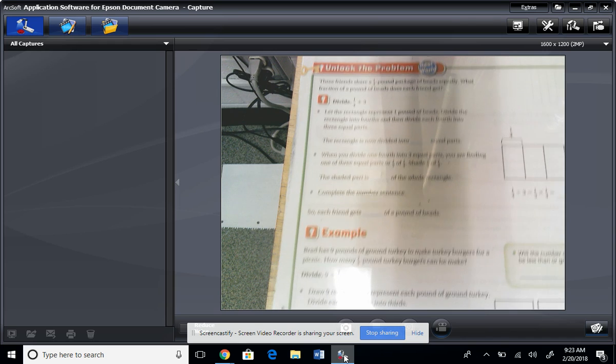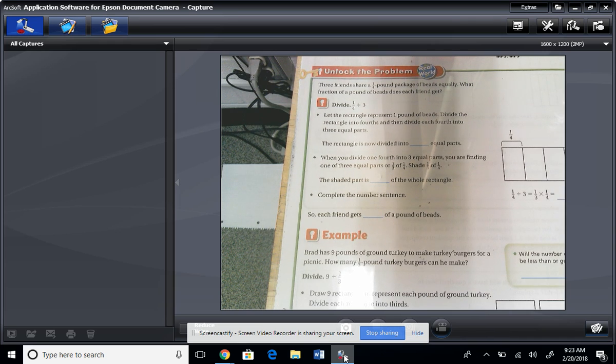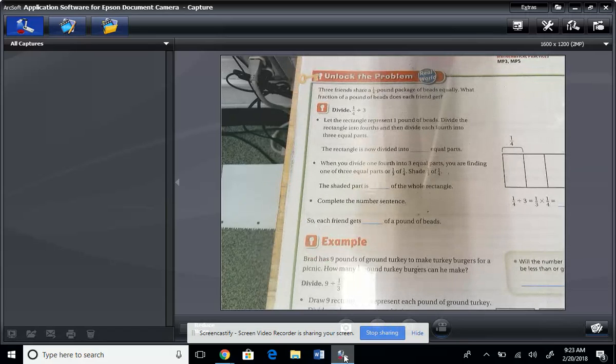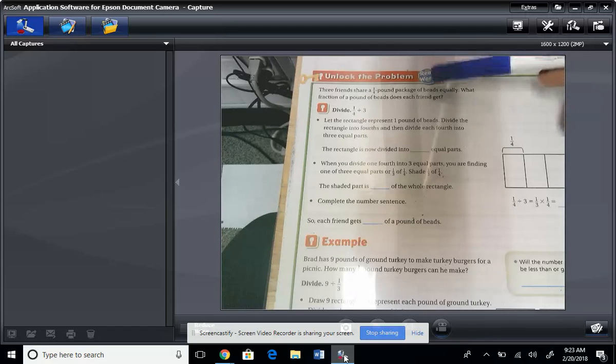All right, fractions and a whole number division. How can you divide fractions by solving a related multiplication sentence? So this is really going to show you how using multiplication to figure out the division problem simplifies dividing a fraction. So 3 friends share a 1/4 pound package of beads equally.